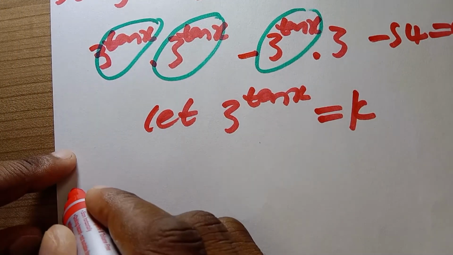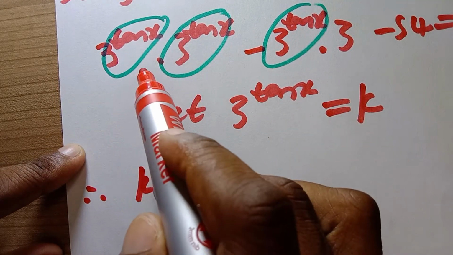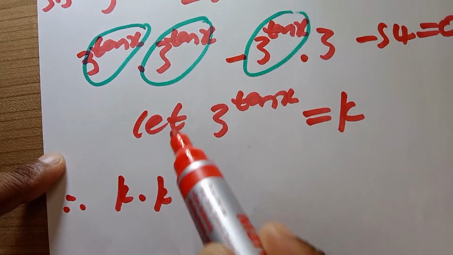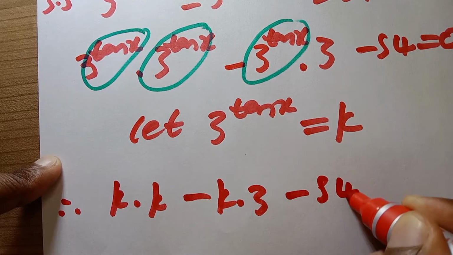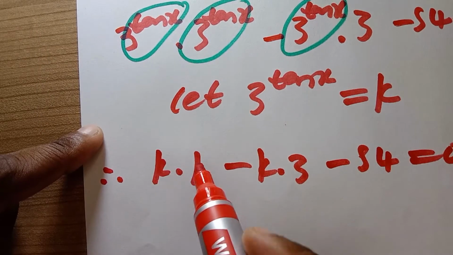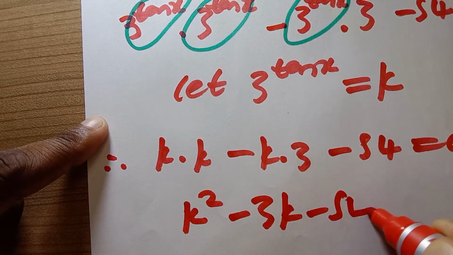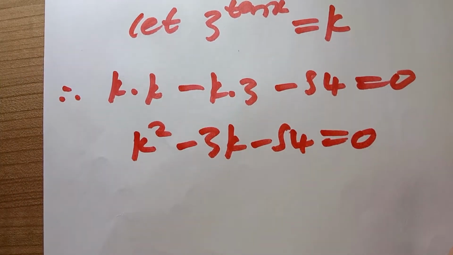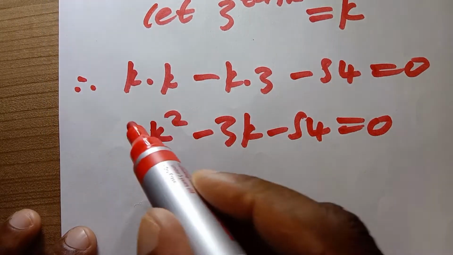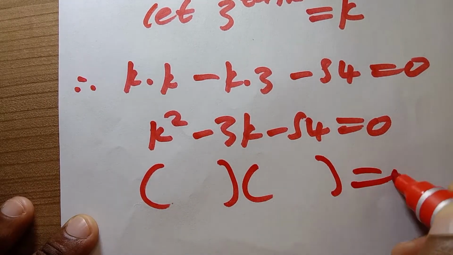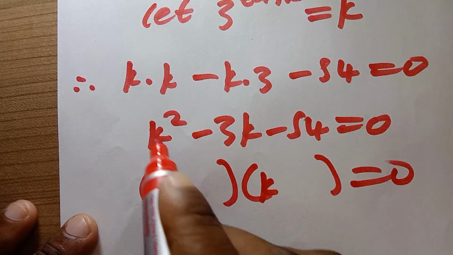Then we're going to have k multiplying the k. Here I replaced it by k, and here even k. Then we're going to have k times 3 subtracting the 54, which should give me 0. k multiplied by k gives me k squared, then here I'm going to have 3k minus 54 equals 0. Now I'm having a quadratic equation. Then I can try to factorize. Here I'm just having k squared, then here I must have k. k multiplying k gives me k squared.